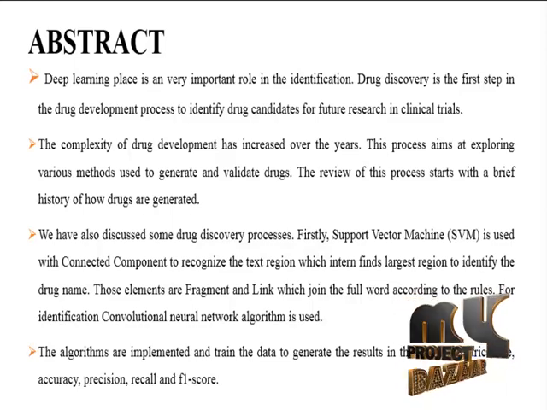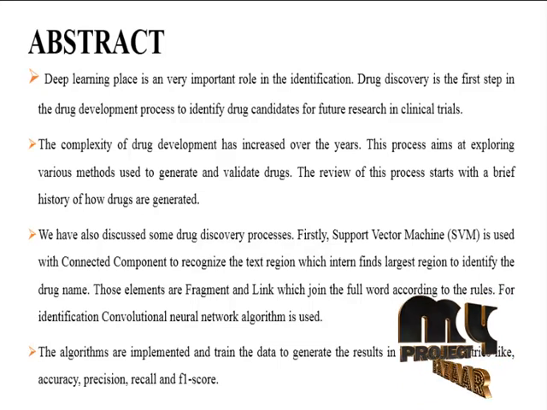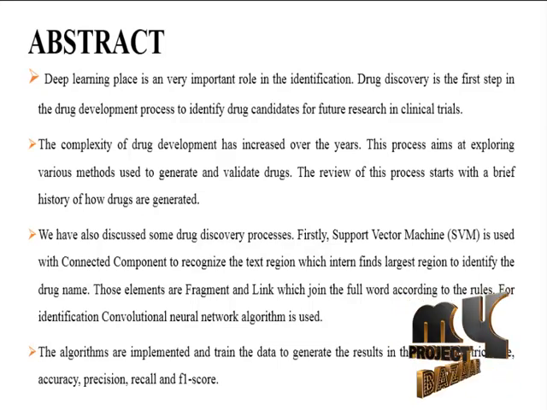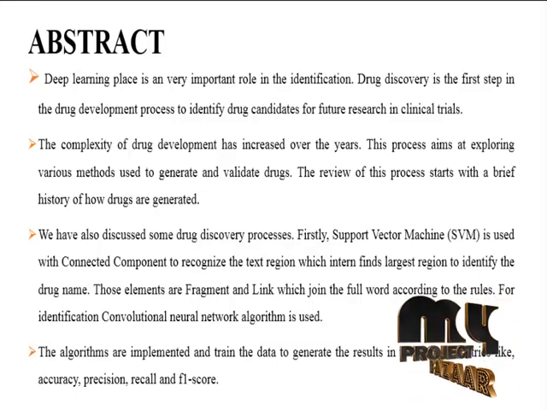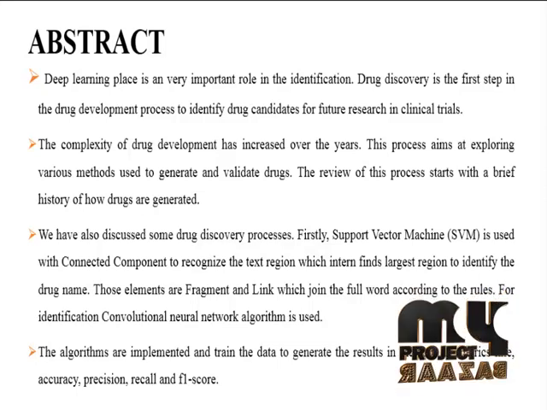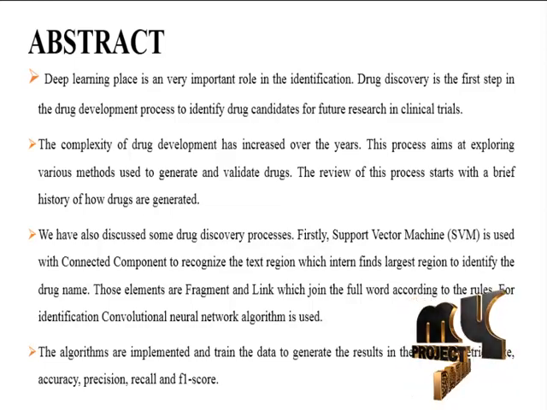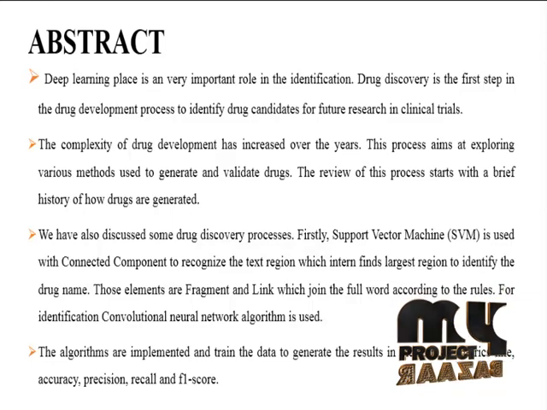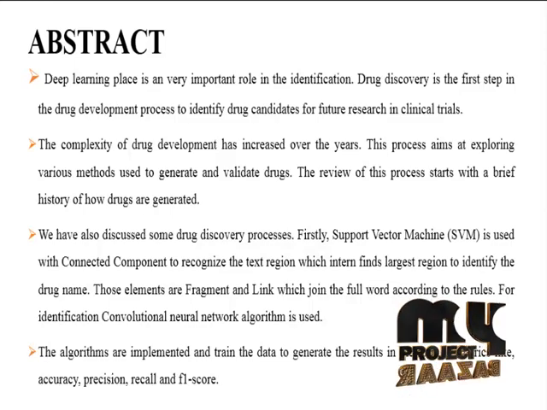Firstly, a support vector machine is used with connected components to recognize the text region, which in turn finds the largest region to identify the drug name. Those elements are fragment and link, which join the full word according to the rules. For identification of drug discovery, a convolutional neural network algorithm is used. The algorithms are implemented and trained on the data to generate the results in the form of metrics like accuracy, precision, recall, and F1 score.